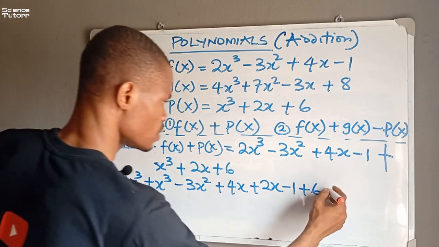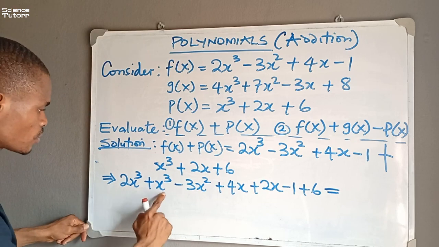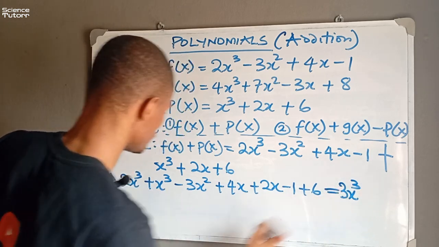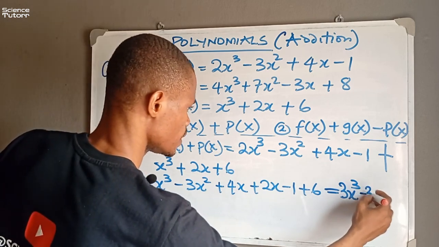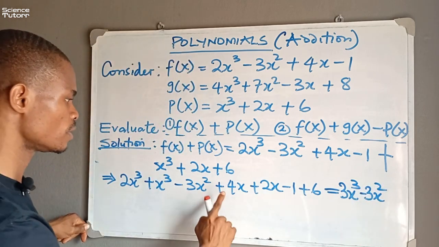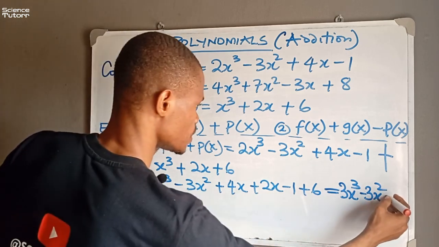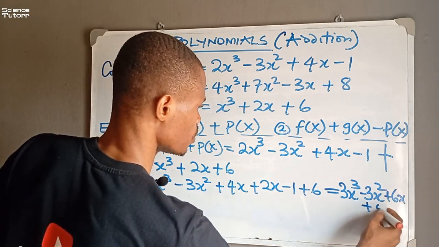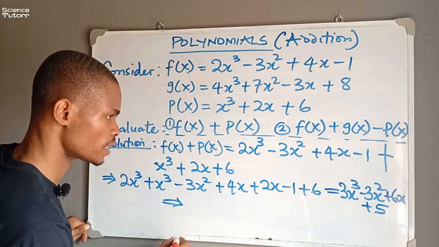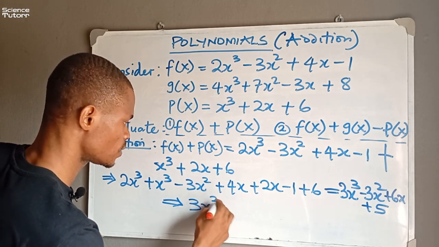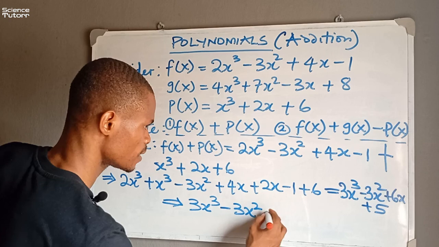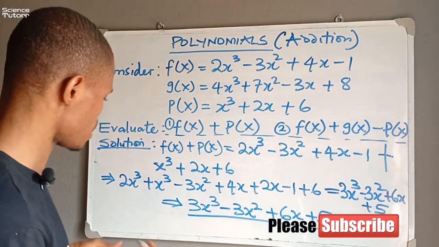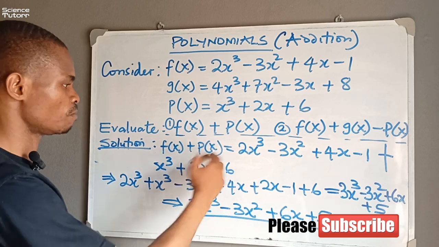At the end of the day, this plus this plus this gives us 3x cubed. Then minus 3x squared, which is alone. This plus this is plus 6x. Minus 1 plus 6 gives us a plus 5. So bottom line, we have our final result to be 3x cubed minus 3x squared plus 6x plus 5. So we've been able to solve the polynomial f of x plus p of x.